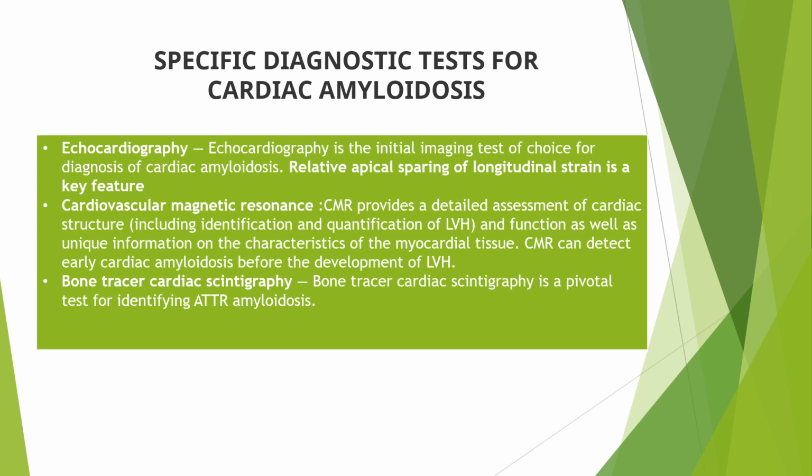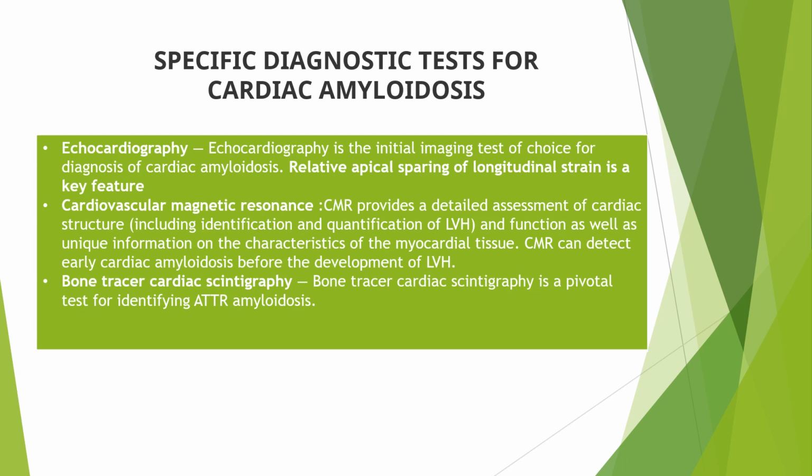The specific diagnostic tests for cardiac amyloidosis. Now, the question is, if the major organ being affected is the heart, as I've mentioned before in the slide, what are we going to do ahead? So the first and foremost thing, the initial imaging test of choice, is echocardiography, which is going to be done for diagnosing cardiac amyloidosis. And what we're going to see in that is an apical sparing of longitudinal strain. That is an important feature of it.